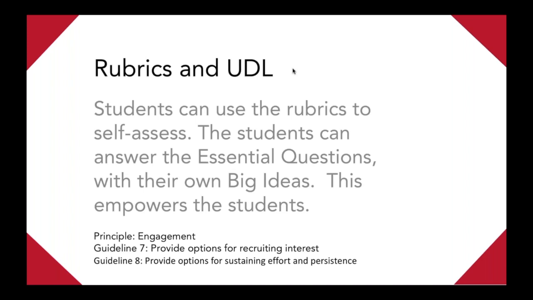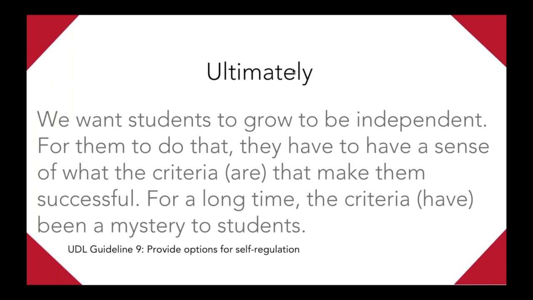So ultimately, we want students to grow to be independent. For them to do that, they have to have a sense of what the criteria are that make them successful. For a long time, that criteria has been a mystery to students, which we don't want it to be. So under UDL Guideline 9, provide options for self-regulation.